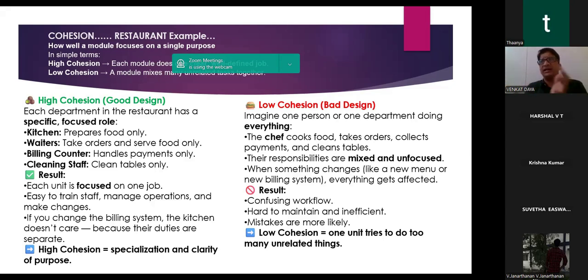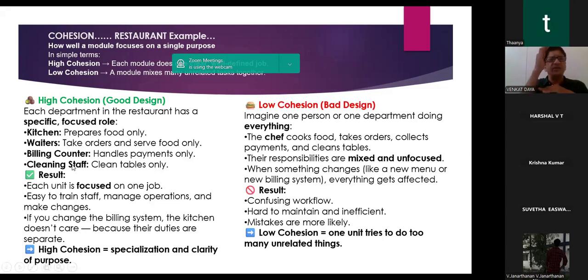So there is no good process in place, right? The workflow is totally confused, very hard to maintain, and inefficient. So here is low cohesion: one unit tries to do too many unrelated things. The chef is supposed to do only cooking; the waiter is supposed to greet the customer, take the order, take the inputs, right? So when it comes to a good design, each will do a specific task.